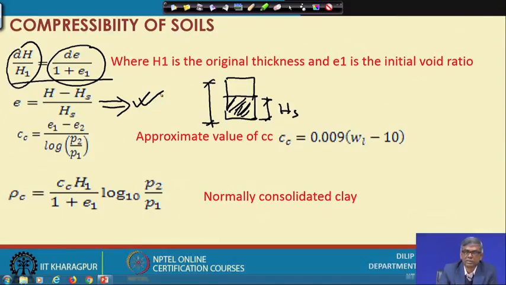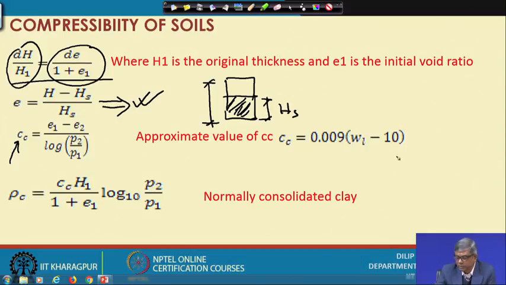Another thing we discussed is that the E versus P curve is a curve, but when you plot E versus log P, it becomes mostly a straight line. There will be some deviation in the initial portion, which I have discussed. The major portion of the E versus log P curve will be a straight line, and the slope of the straight line will be C c, the compression index, and the C c equation will be E 1 minus E 2 by log P 2 by P 1.